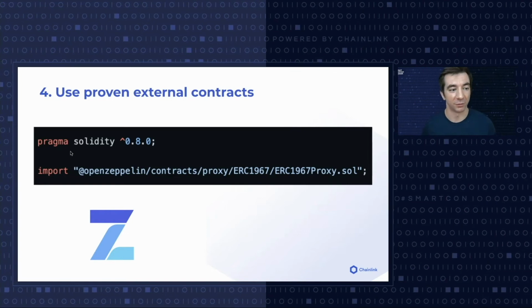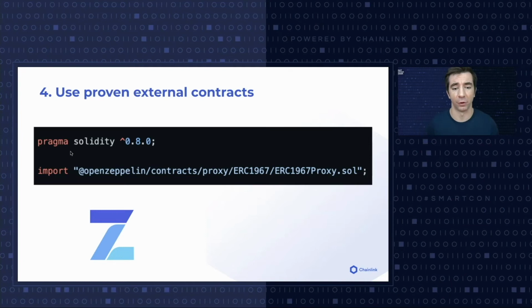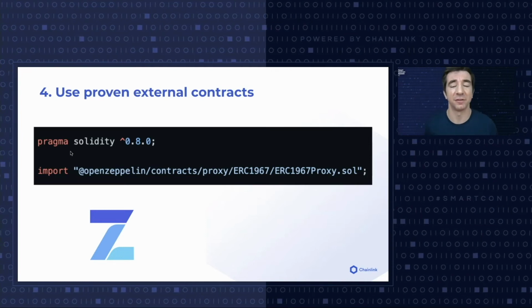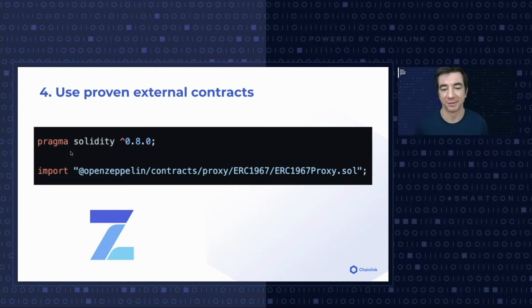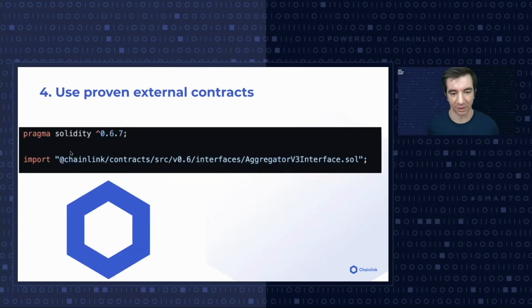So I often give the example of an ERC20. An ERC20 using Open Zeppelin code is maybe about 10 lines of code. Writing it from scratch is maybe 100 lines of code. So you're saving yourself a ton of time.